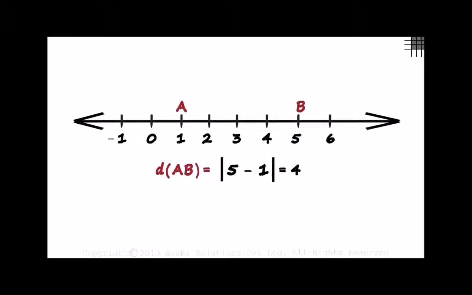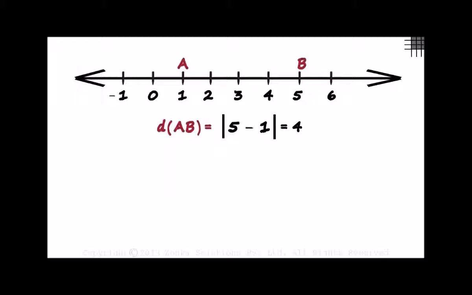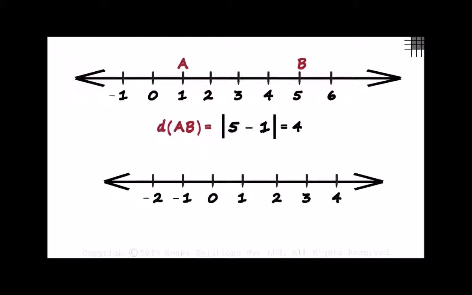Here's another example. This time we have to find the distance between points C and D. The first thing you should do is look at the endpoints of the segment. The endpoints of the segments are 2 and -2.